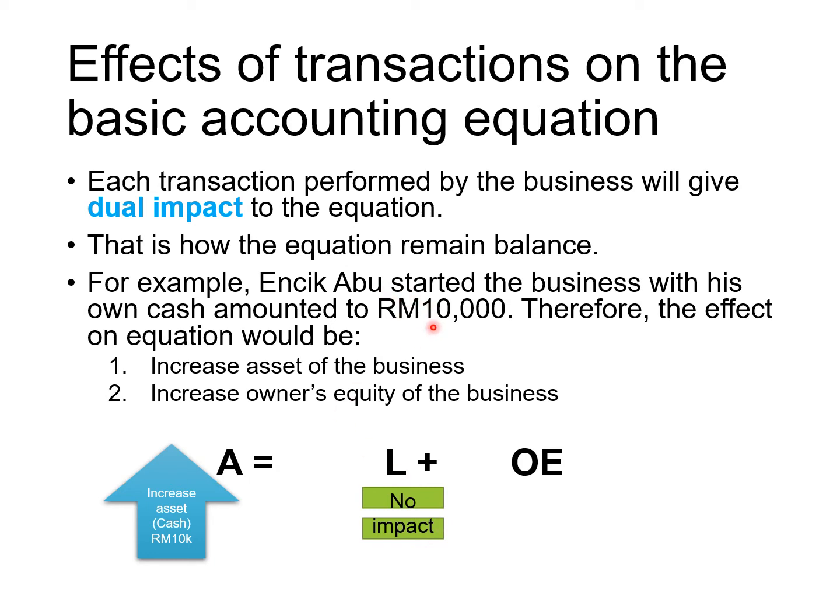Dalam yang ni ada dua impact. Satu dekat asset, satu lagi dekat owner's equity. So, owner's equity ni pun dia meningkat sebanyak 10,000. So, balance lah, right? A tambah 10,000. Yang L no impact and OE tambah 10,000. So, 10 equal to 0 campur 10.